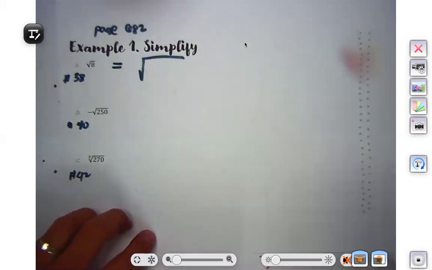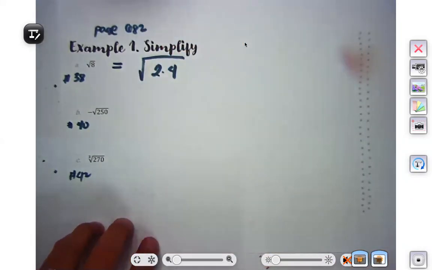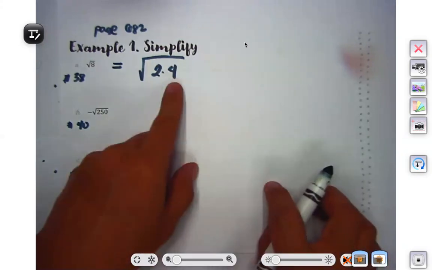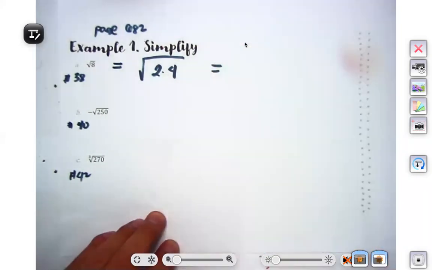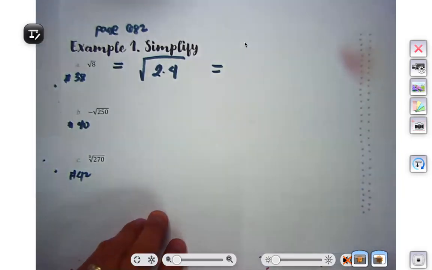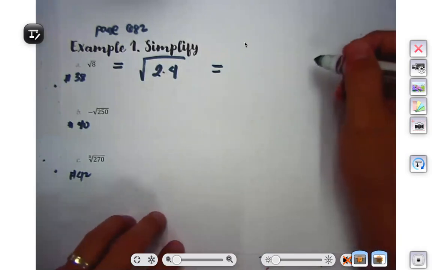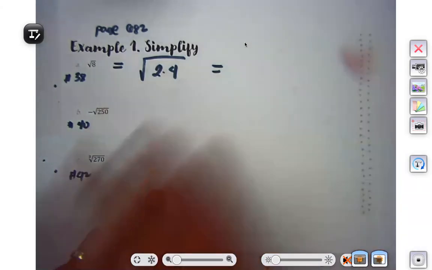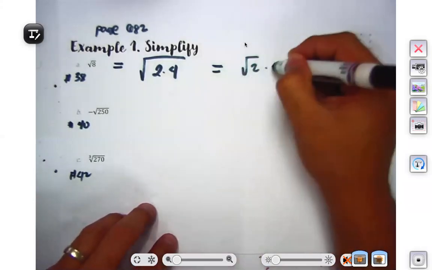2 and 4. All right, so can we put 2 and 4? Is there any perfect square there? Yes, there is, and it is 4. So we need to find the square root of that. Since 2 is not a perfect square, it stays inside the radical sign. So we have the square root of 2 times 4. Using the property of radicals, we can expand this to square root of 2 times square root of 4.